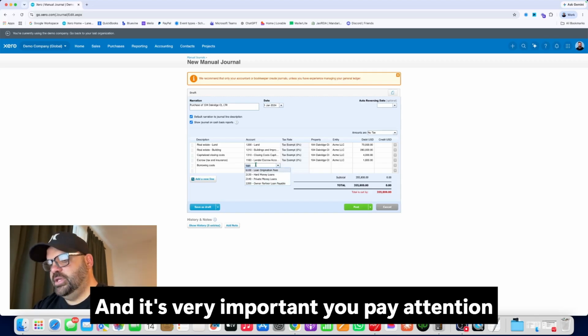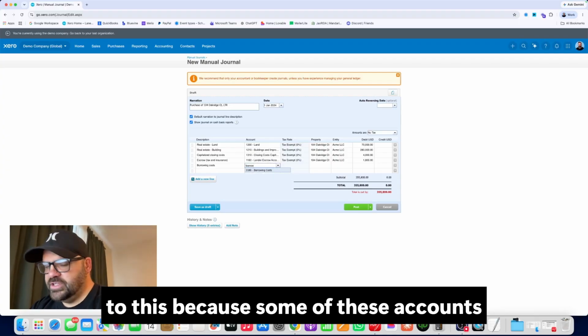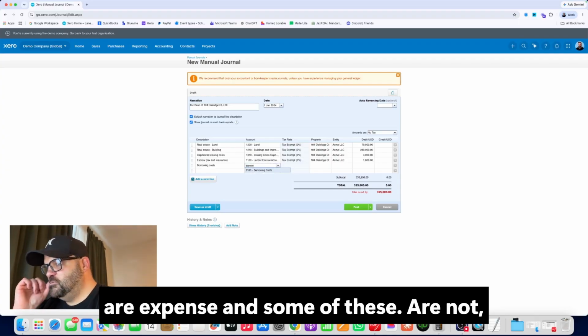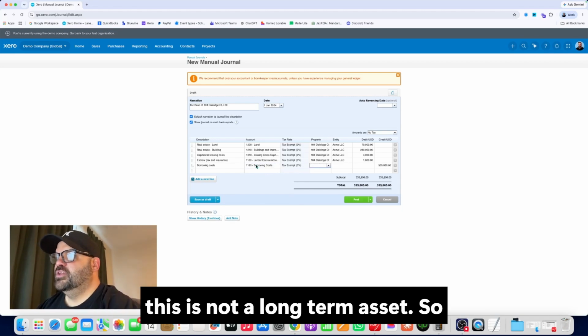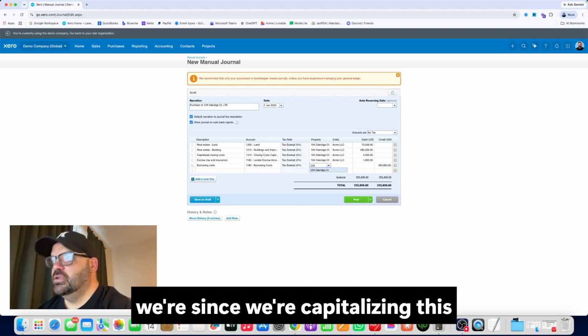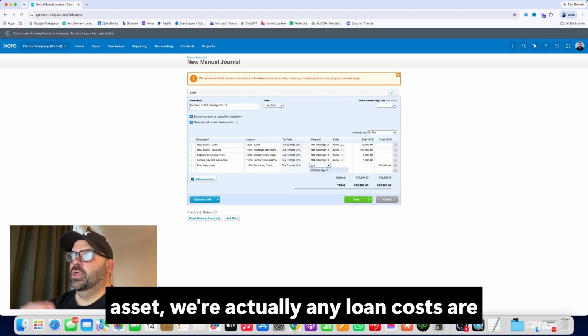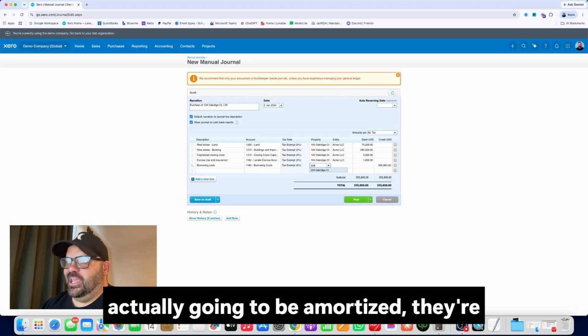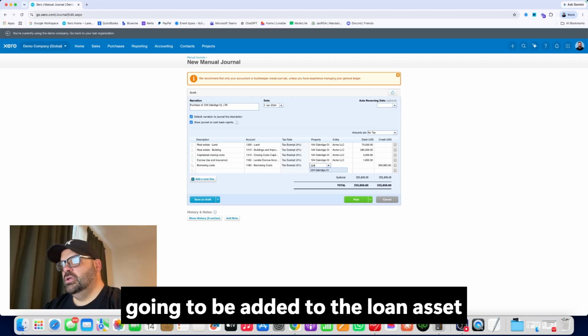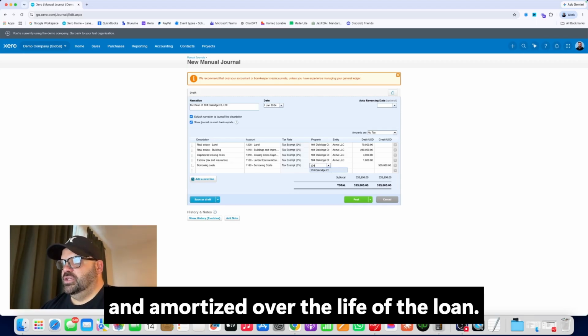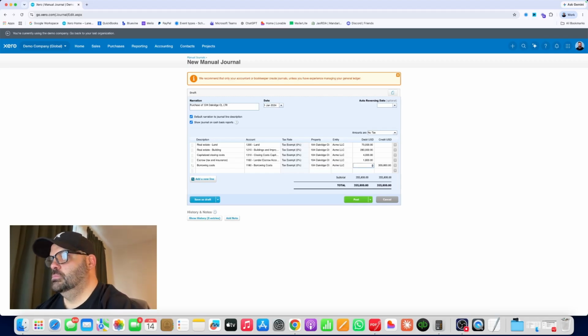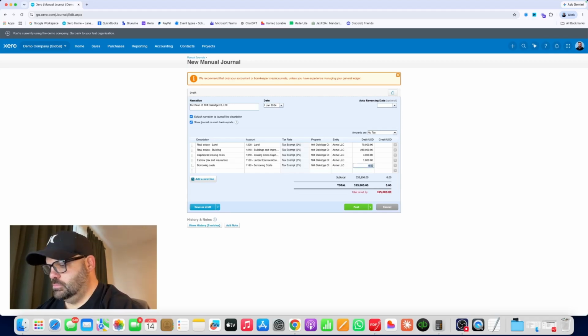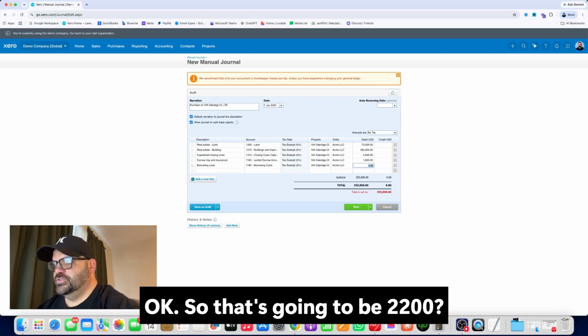And it's very important you pay attention to this, because some of these accounts are expense and some of these are not. This is a long-term asset, so since we're capitalizing this asset, any loan costs are actually going to be added to the loan asset and amortized over the life of the loan. Okay, so that's going to be 2,200.